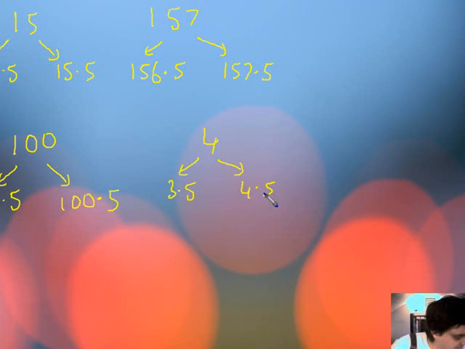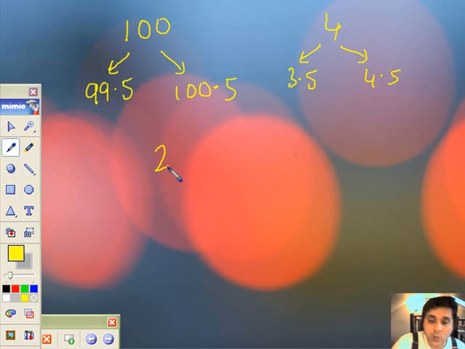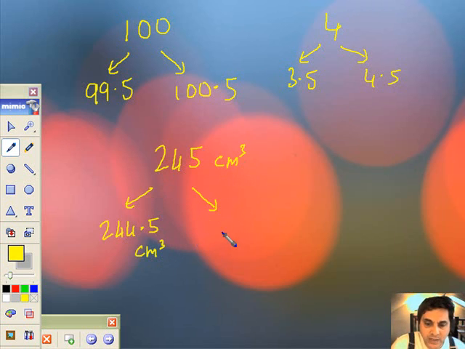Question 1's done. Question 2. Write down the upper and lower bound of these volumes measured to the nearest cubic centimetre. Well, this is no different, is it? The nearest cubic centimetre is 1 entire unit. I'll just pick one of them, and that's 2c. This many centimetre cubes. How low can I go to the nearest whole centimetre cubed? Well, I can go 244.5 centimetres cubed, or I can go as high as 245.5 centimetres cubed. Right?